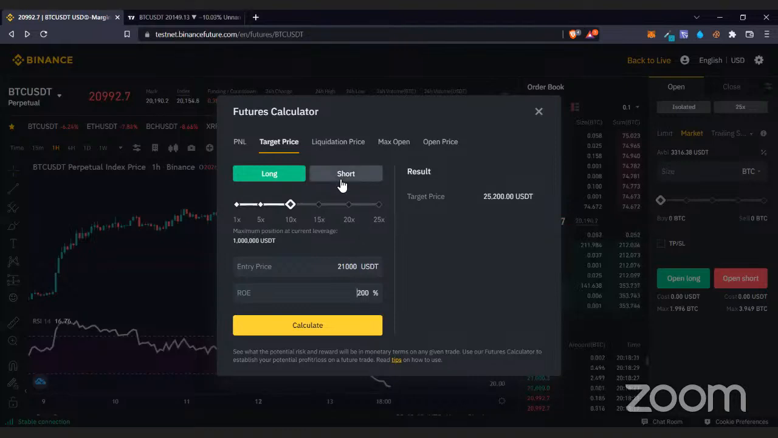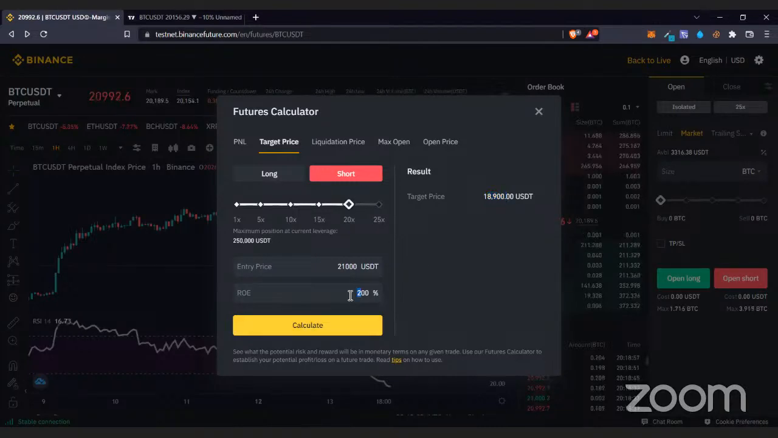All right. Then if it is a short position, we want to make 200% entering the market at 21,000. Where would that be? It means that Bitcoin needs to drop to 16,000. That is because I'm using 10x leverage. What if I use 20x leverage? I go ahead and click that. Bitcoin will need to drop to 18,900 for me to make 200% in the market.